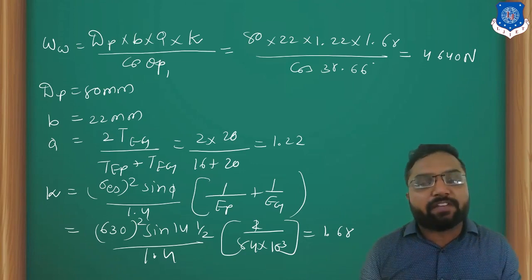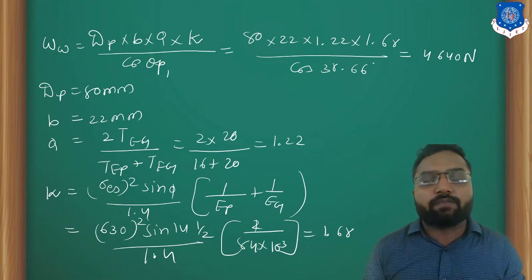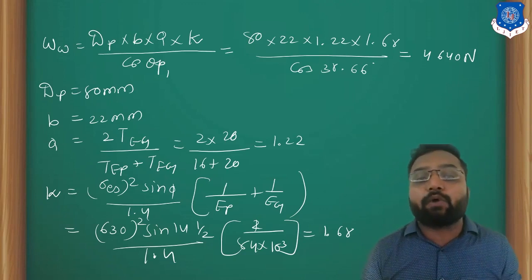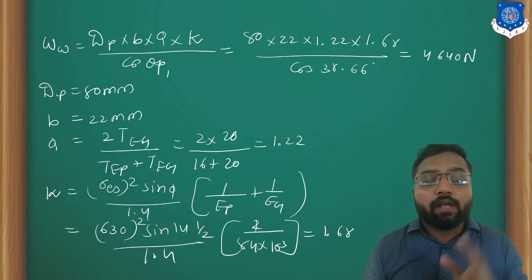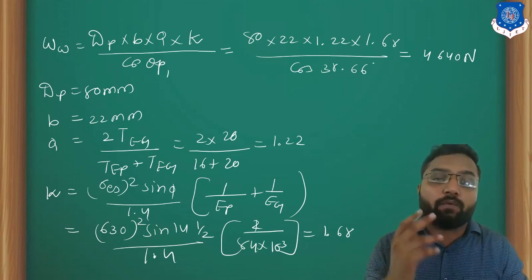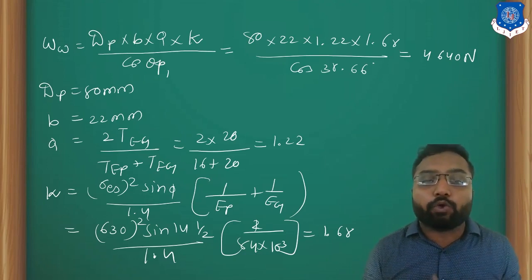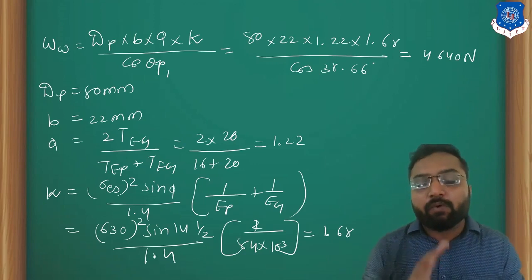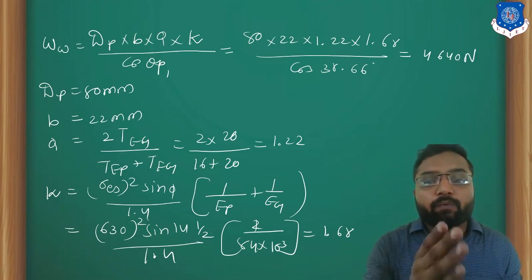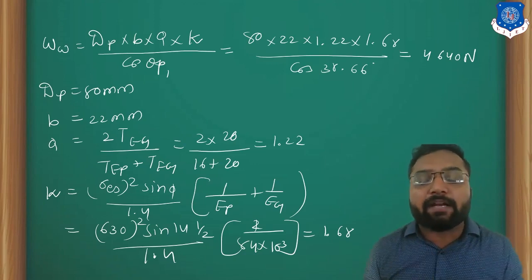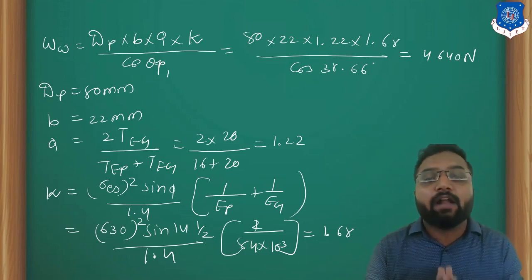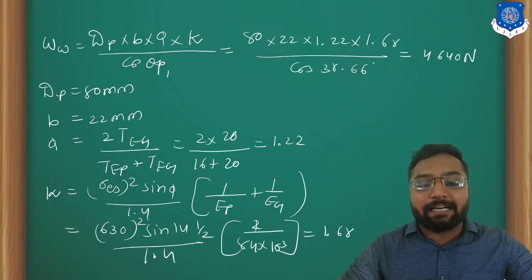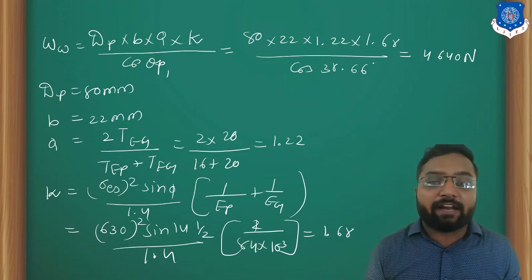So we have dP, which is 80 mm, and face width, which is 22 mm, found out depending on that module. Q, the velocity ratio, can be found as 2 into TEG upon TEP plus TEG, which is 1.22. K, depending on endurance limit and modulus of elasticity, is ultimately 1.68, where the modulus of elasticity is 630 and phi is 14 and a half degrees.